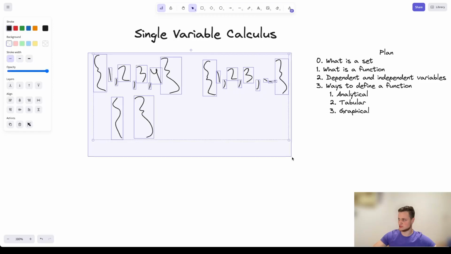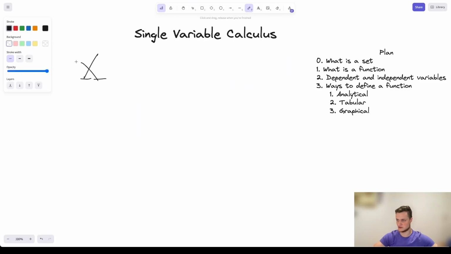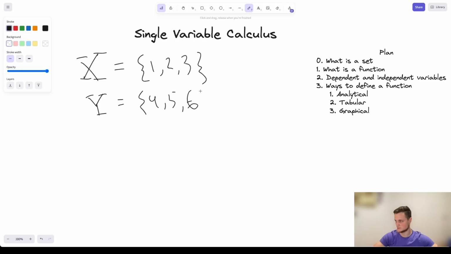We know what the set is, and we need two sets. The first set will be capital X. I think it's from Greek. This is a set of some values, for example 1, 2, 3, and we have another set Y with other values like 4, 5, 6. So these are two sets.